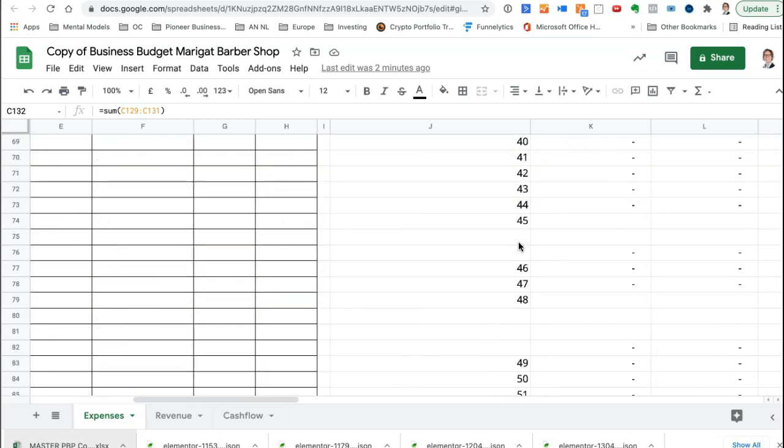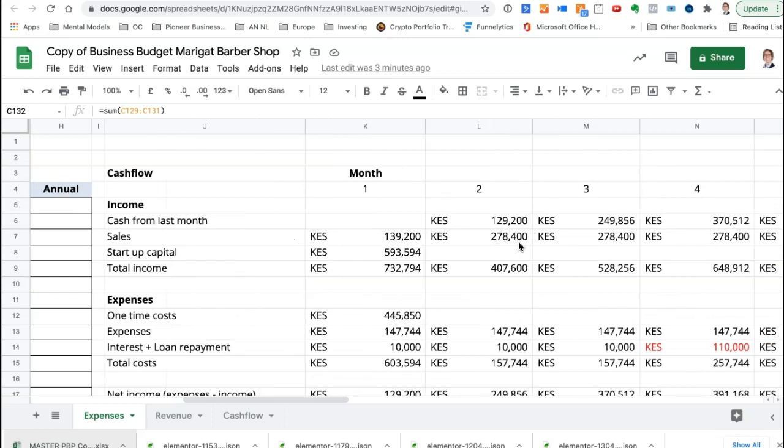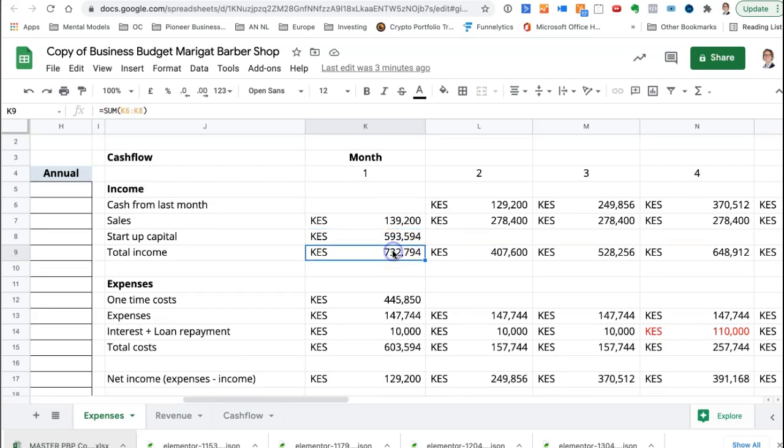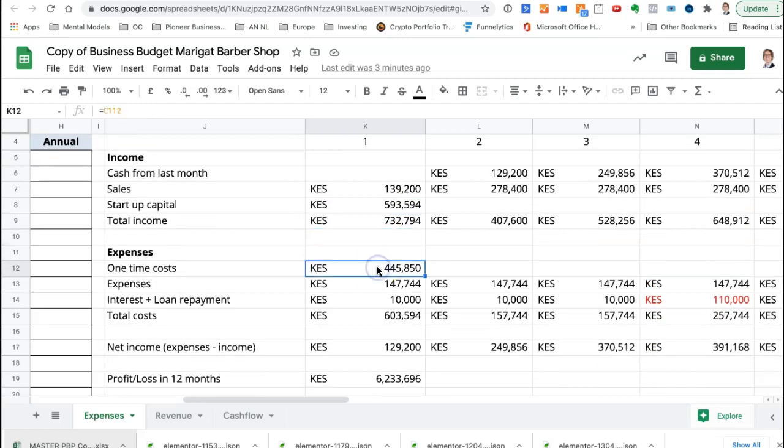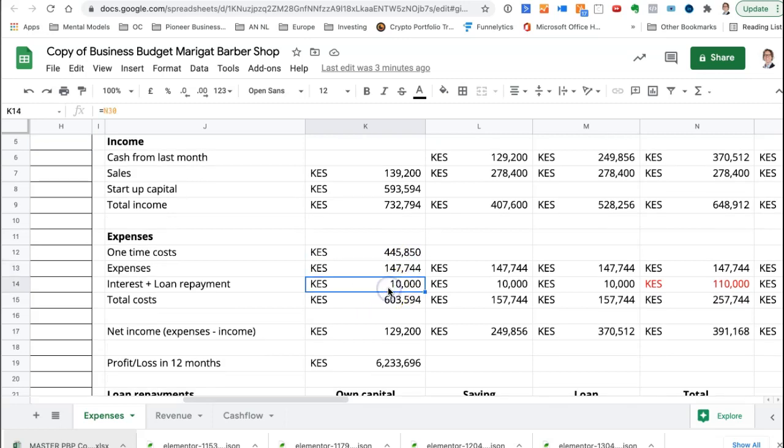So let's go to the cash flow, the same sheet. The cash flow is month 1. We have the sales projections, the same number, only divided by half, because we're just starting the business, so the sales are not total yet. Then we have month 1 startup capital coming in as your income. Then you have your one-time expenses, your normal monthly expenses, and your interest and loan repayment, because you start to pay back interest every month, and you start to pay back the principal as well, in month 4.